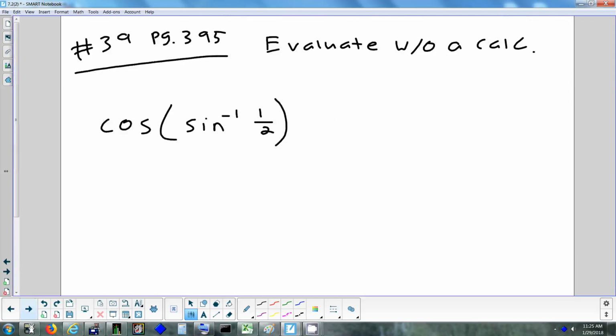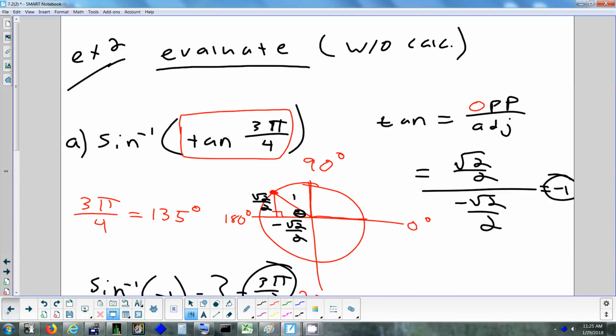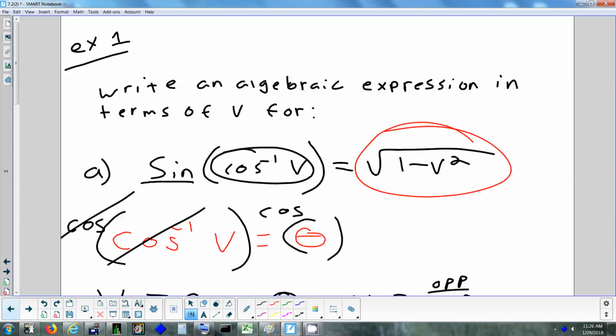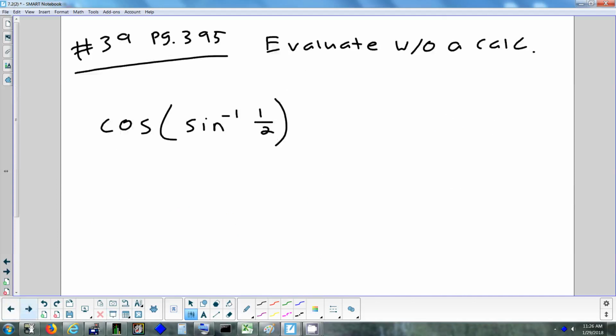So let's do this one. This is back to the type that we did before. Regular trig on the outside, inverse on the inside. What's different though is this is actually easier than the first problem I gave you. The first problem I gave you was a letter. Now I'm giving you the same thing, but it's an actual number. Okay.